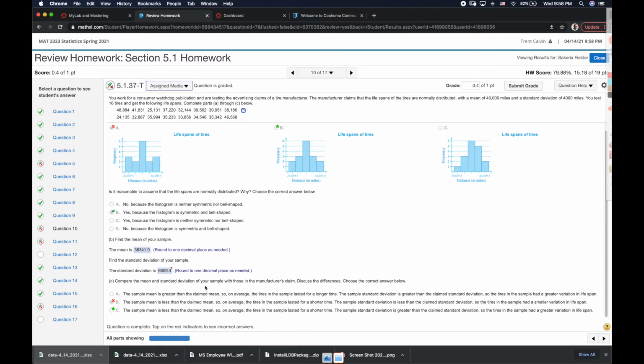And so now you just use this data to answer part C. Part C says compare the mean and standard deviation of your sample according to the manufacturer's claim. And the correct answer is C because the sample mean is less than what he claimed. He claimed 40,000 for the mean, and we got 36,000. Also, he claimed 4,000 for the standard deviation, and we have 6,500 for our standard deviation.